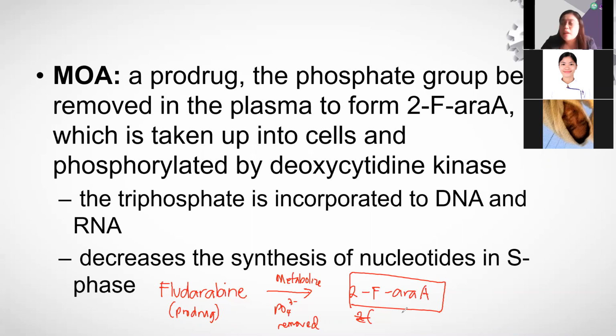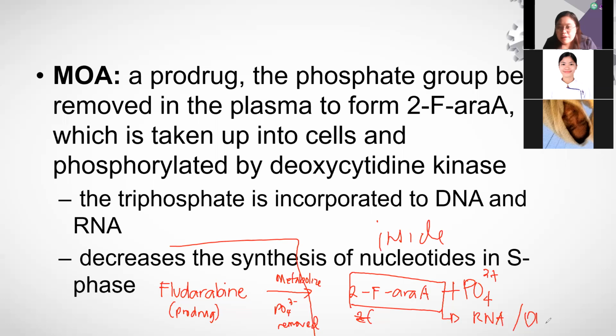We removed a phosphate, right? But inside the cell, it will be phosphorylated. So a phosphate will be added again. And the enzyme responsible for that is deoxycytidine kinase. Now, once it has the phosphate, this is inside the cell, and this is outside. This 2F-arabinoside adenine phosphate will be incorporated to the RNA or the DNA. And that will cause termination of the DNA and the RNA synthesis.